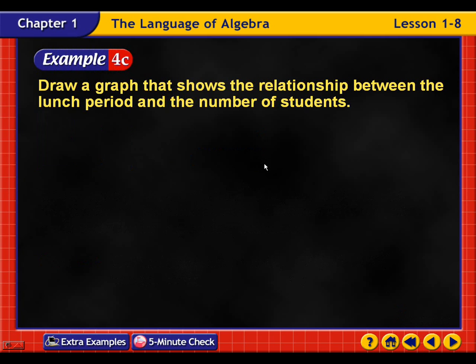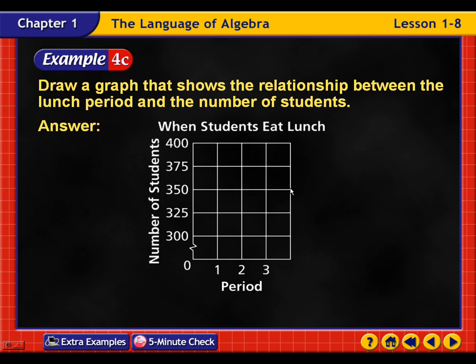Now we want to draw a graph showing that relationship like the one we did before. I put the period on the bottom with the number of students on the side because period is independent and the students is dependent. I use this little line break here to show you that there's a large distance between 0 and 300. And then we just put 3 dots on there.